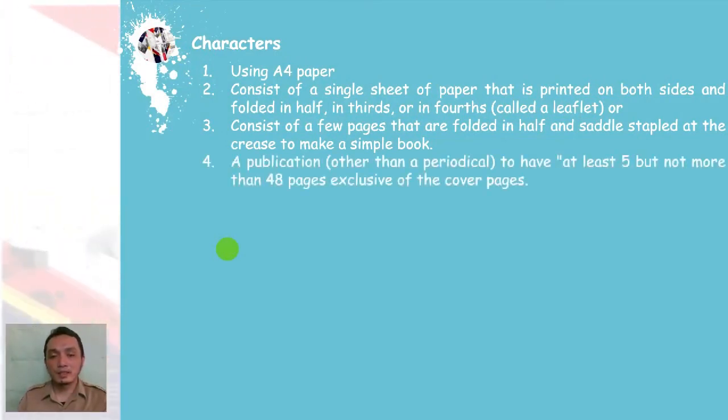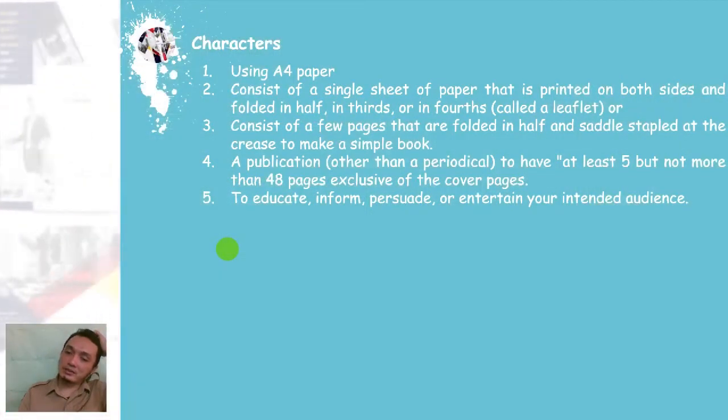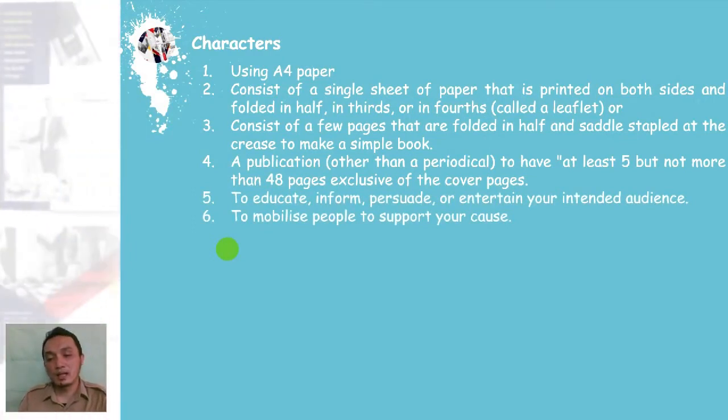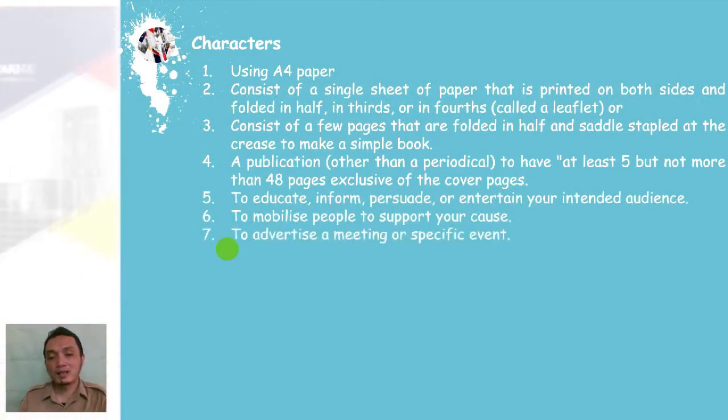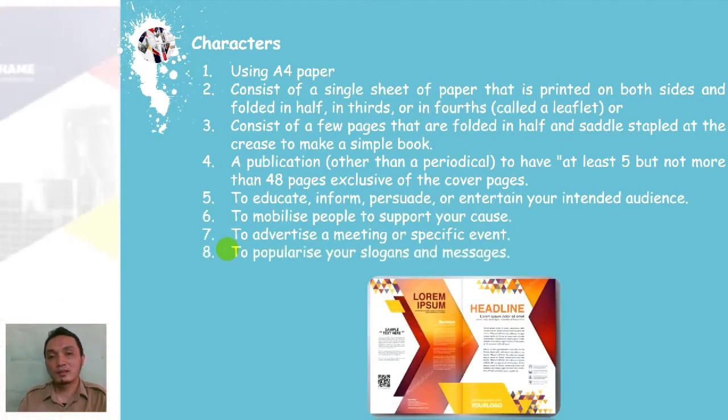Number 4, a publication other than a periodical to have at least 5 but not more than 48 pages exclusive of the covers. If it is more than 48 pages, it means that it is a book. That will be different. The last is to educate, inform, persuade, or entertain your intended audience. Number 6, to mobilize people to support your cause. Number 7, to advertise a meeting or specific event. Number 8, to popularize your slogans and message. An example of a pamphlet.